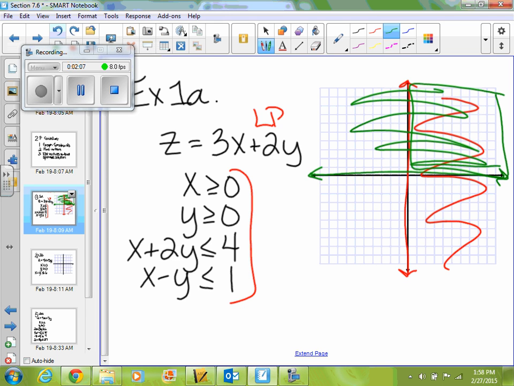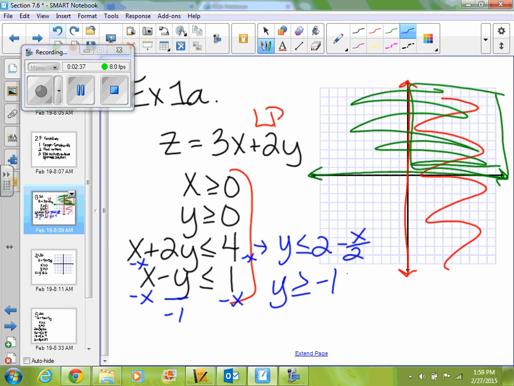Then for these other 2, we have to graph these equations to figure out what they look like. If I solve this one for y by subtracting x from both sides and then dividing by 2, I get y is less than or equal to 2 minus x divided by 2. And if I subtract x from the other side and then divide by -1, I end up with y is greater than or equal to -1 plus x. And we're going to graph those on our graphing calculator.